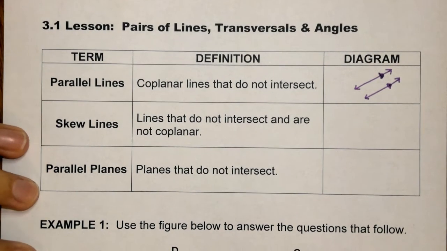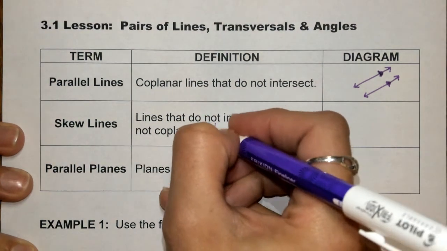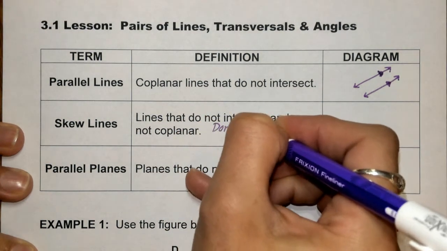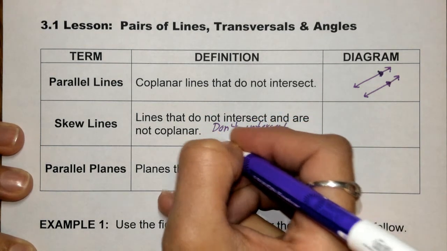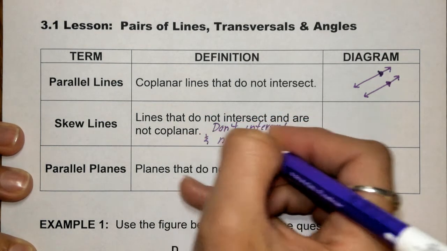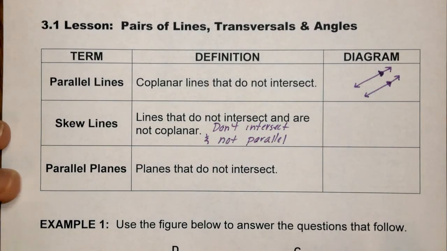Next, skew lines. These are lines that do not intersect, so they're not parallel, but they're not coplanar, meaning they're not going to be perpendicular either. They're not going to intersect at all. So these we can write down here: don't intersect, but also not parallel. It's hard to draw this because we're going two-dimensional. When you have skew lines, that is when we get three-dimensional.